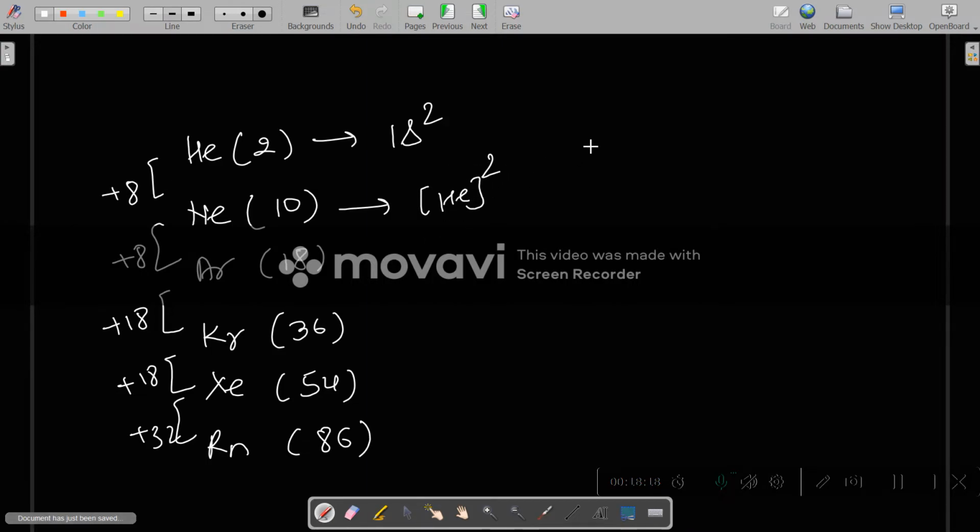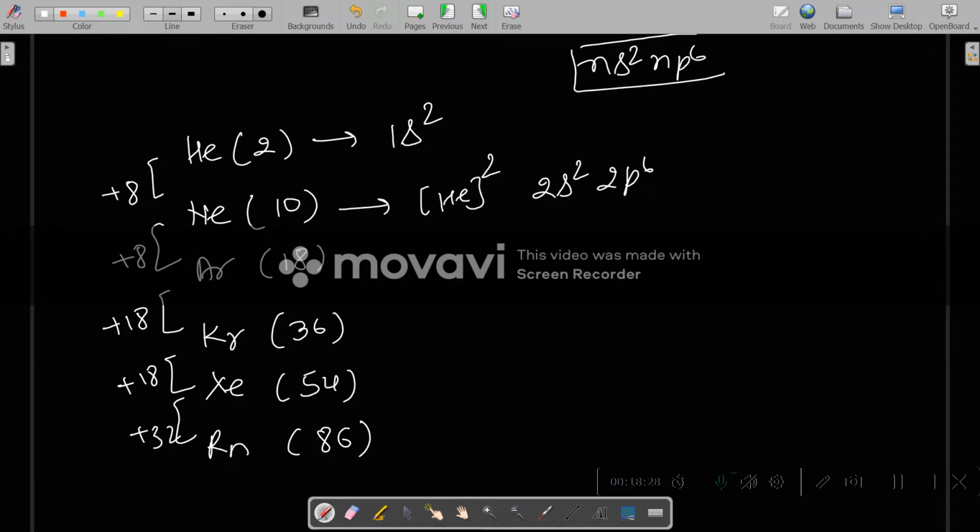Okay? After 1s, what comes next? Energy orbital 2s2, 2p6. Okay, in noble gas, the outermost configuration is ns2, np6, right? Except helium. Okay. Now 18. So we can write up to neon here. Better we can write neon, and that atomic number is 10.